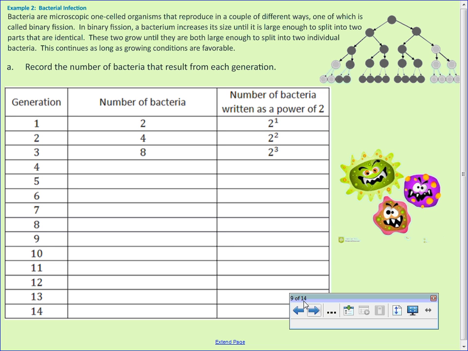So let's take a look at these lovely bacteria. Bacteria can just multiply and multiply. Bacteria are microscopic, one-celled organisms that reproduce in a couple of different ways, one of which is called binary fission. In binary fission, a bacterium increases its size until it's large enough to split into 2 parts that are identical.